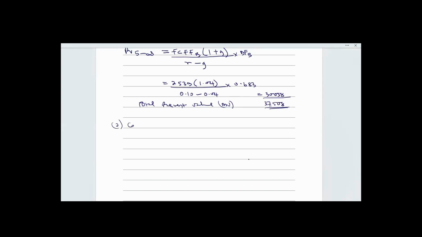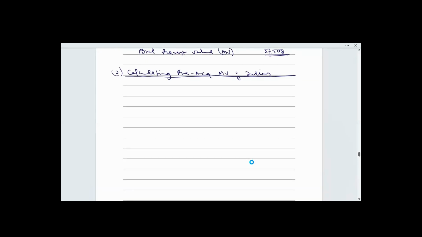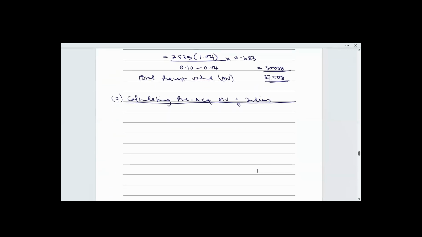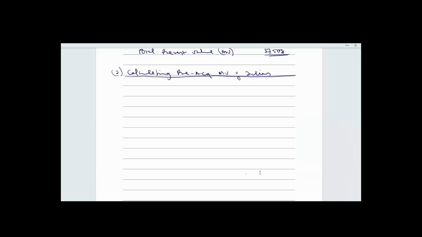So we need to calculate the total present value of Julian. So number 2, calculating the pre-acquisition market value of Julian. The same thing as I did for Panto. How many lines did I create for this one? 1, 2, 3, 4, 5, 6, 7, 8, 9, 10. So 10 lines.